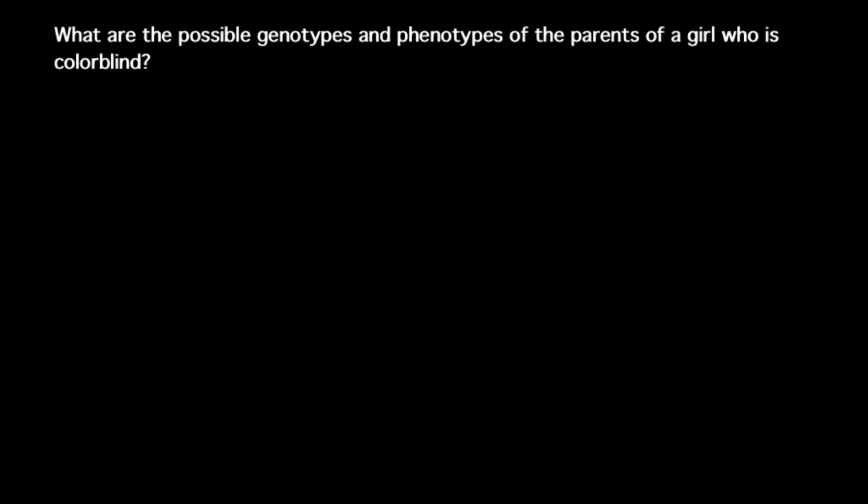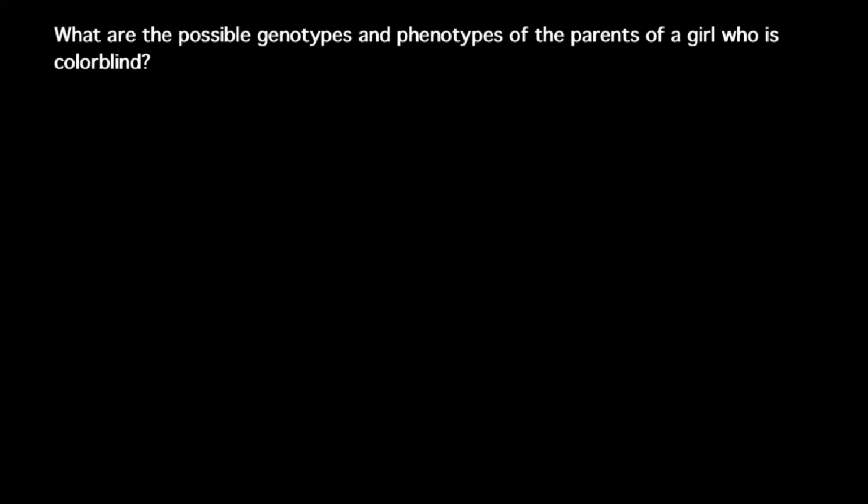What are the possible genotypes and phenotypes of the parents of a girl who is colorblind? In order to solve this problem, we have to list all the possible genotypes for the parents, and then choose which ones we can use in order to obtain the same result: two parents that would produce a girl who is going to be colorblind.